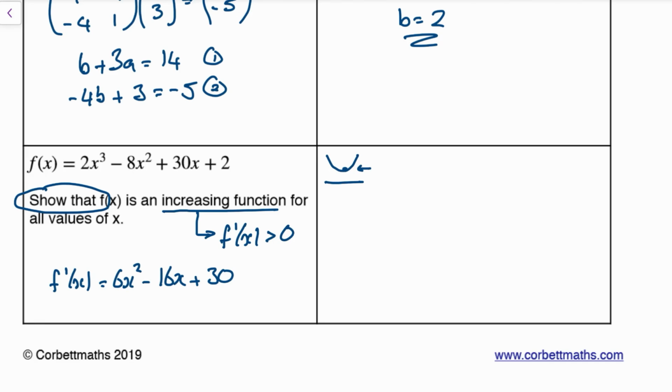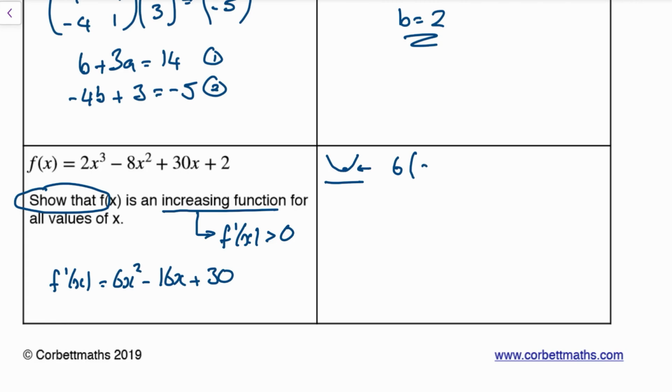I could also make a rather convoluted argument about it being an upward sloping or a happy parabola and find out where the vertex is and it's above the axis and there's no roots and therefore it must be increasing. But finding the vertex is the easiest way of doing it. So how am I going to do that? Let's complete the square to find the vertex.